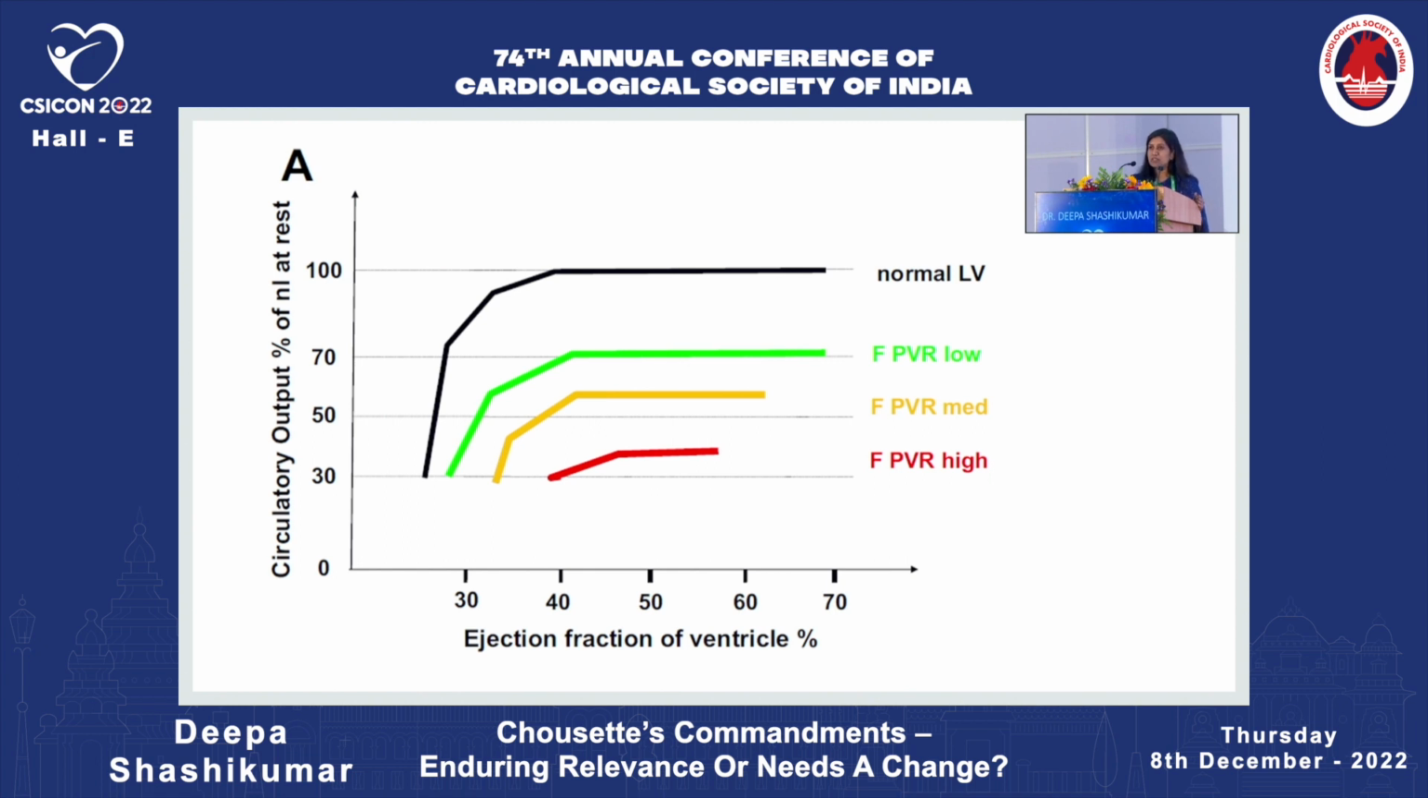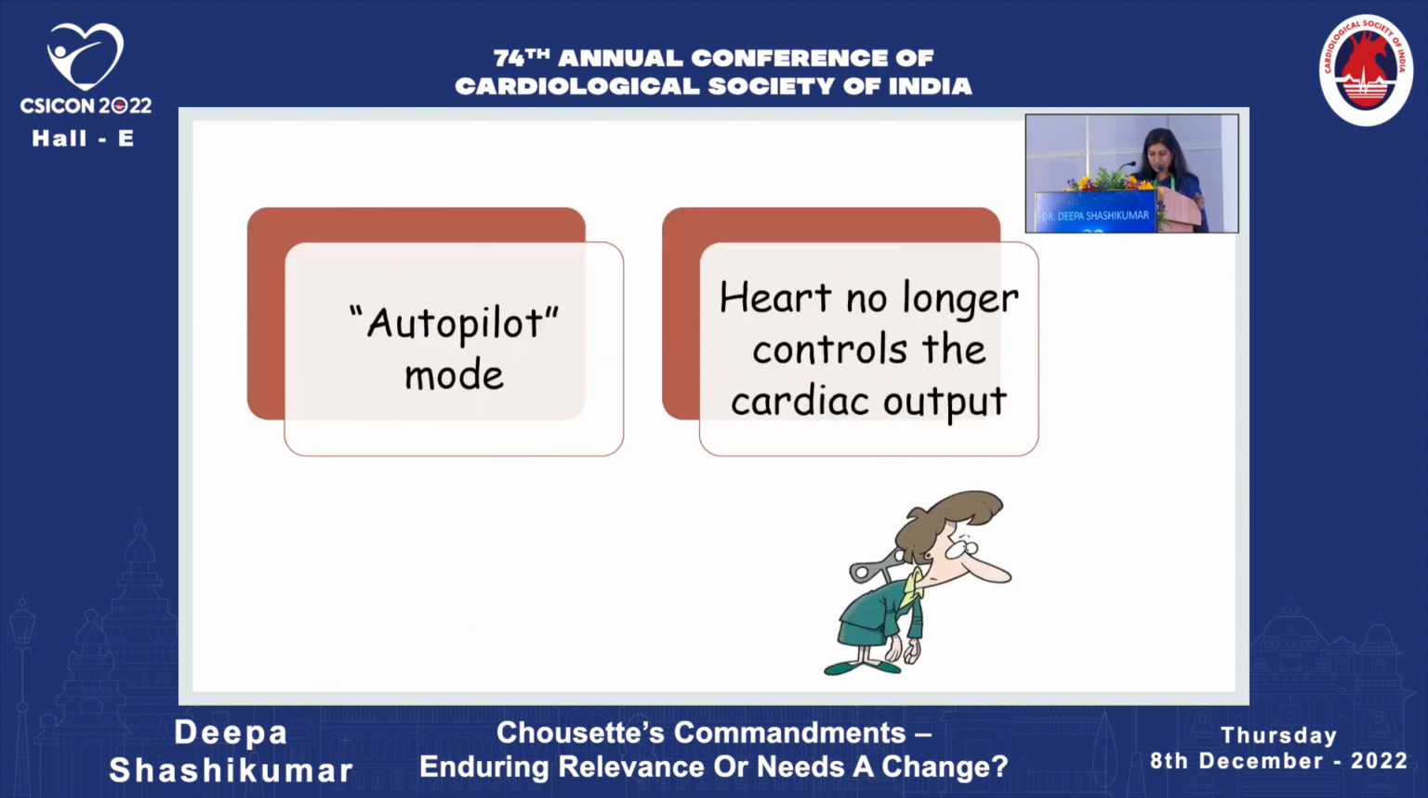The thing we should understand is that in a normal person at rest, the cardiac output doesn't fall until the LV ejection fraction falls very low, maybe beyond 40%. So what happens in a Fontan? In a so-called perfect Fontan, the circulatory output is 70% of that of a normal person, even in the best of conditions. And it is all pulmonary vascular resistance driven. The higher the pulmonary vascular resistance, the worse the Fontan candidate performs. So essentially, the person is running in an autopilot mode, and the heart is no longer controlling the cardiac output.